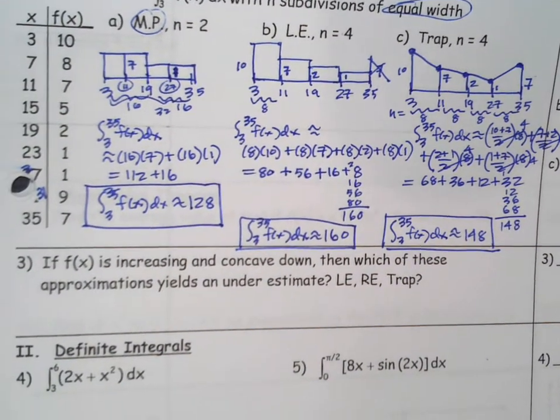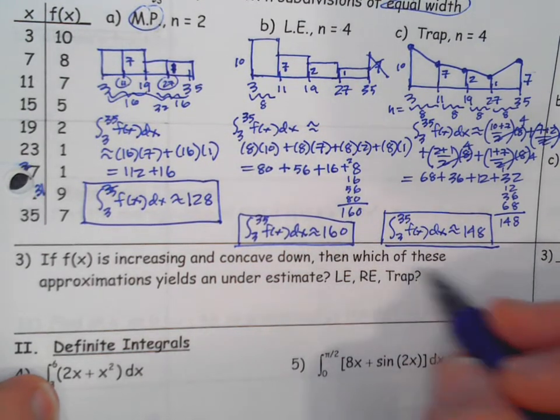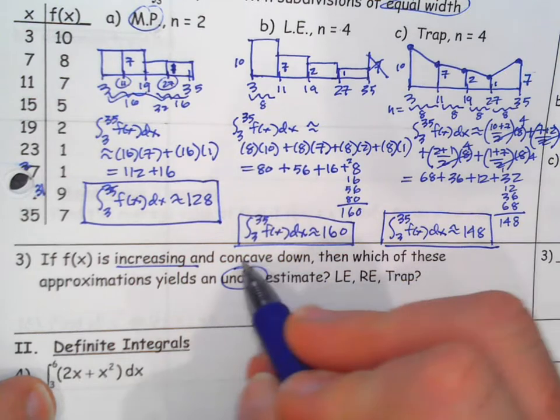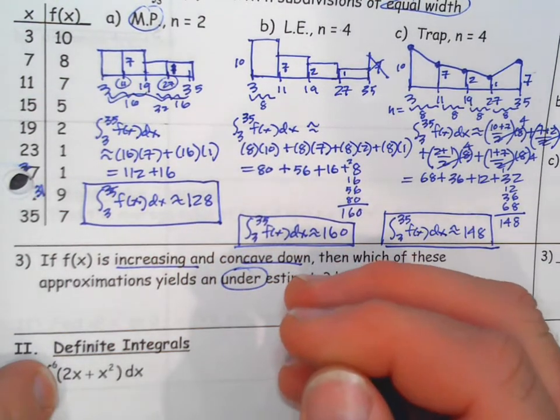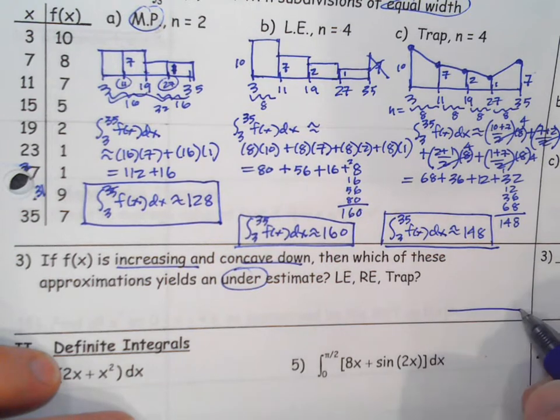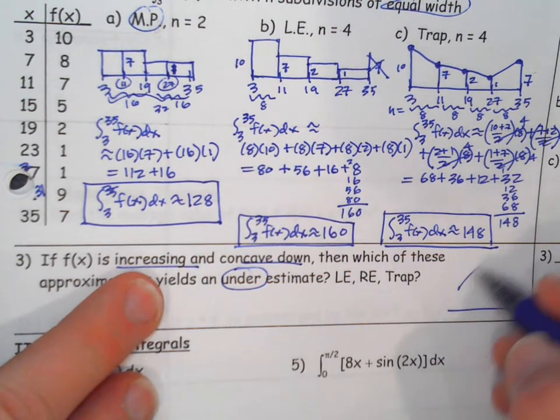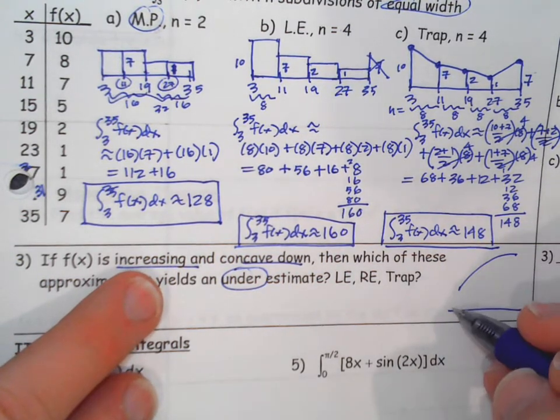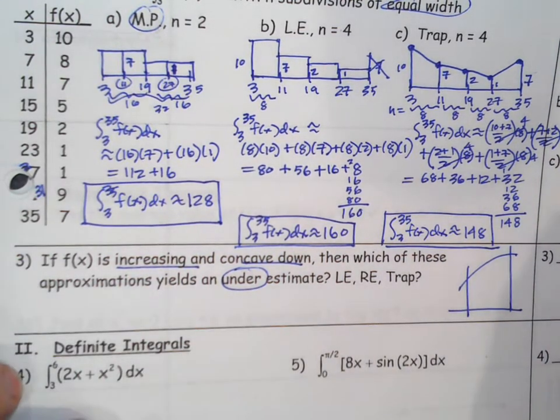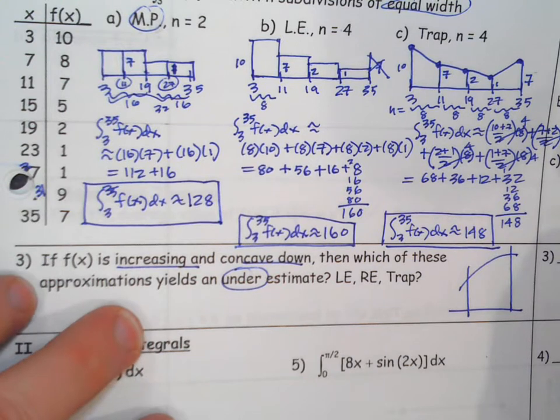Okay, next one says, if f of x is increasing and concave down, then which of these approximations yields an underestimate? I don't memorize this. I would draw a picture. So I'm going to draw a picture right over here where I have a little more room. We have a function that's increasing and concave down. So really generic, going up, concave down. And I'm going to act like I'm going to do one slice because that should make it obvious. It should be true for as many slices as it is for one slice.